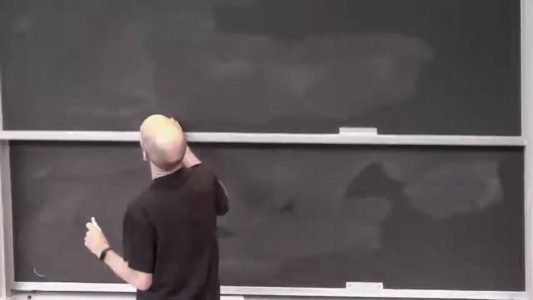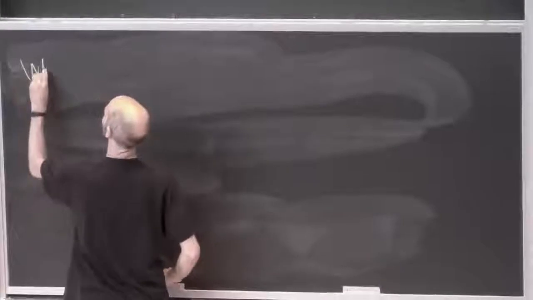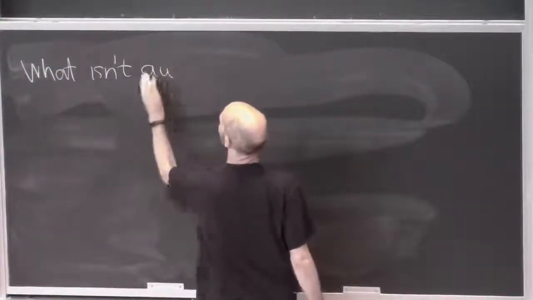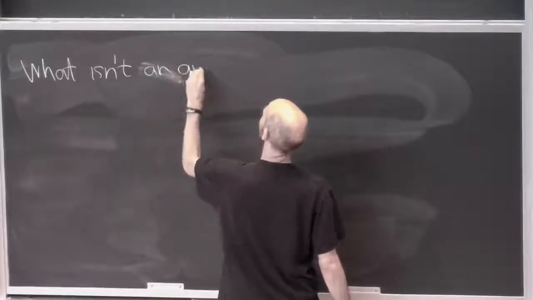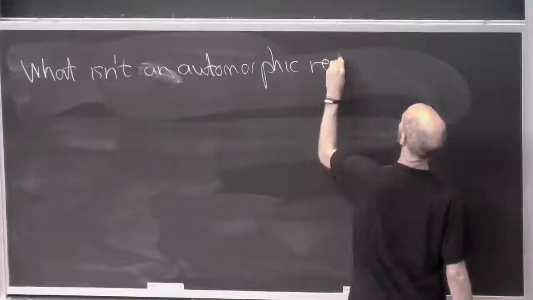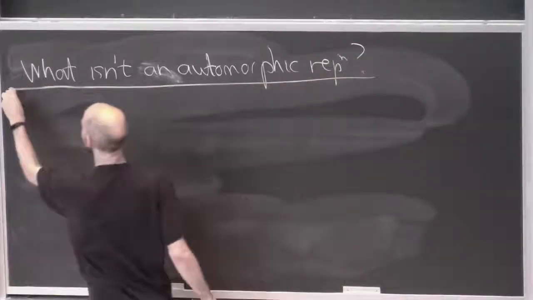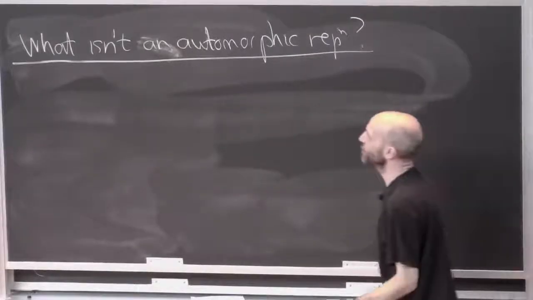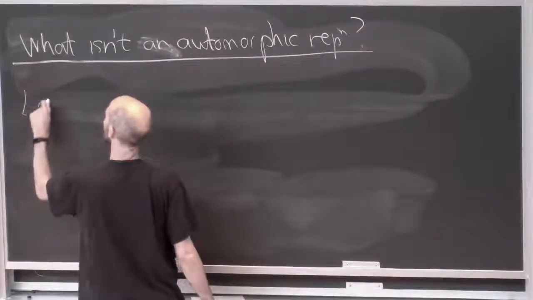Right, that's the next thing. So what isn't an automorphic representation? That's the next thing. There. So here's the idea. Recall the local Langlands conjectures, okay?